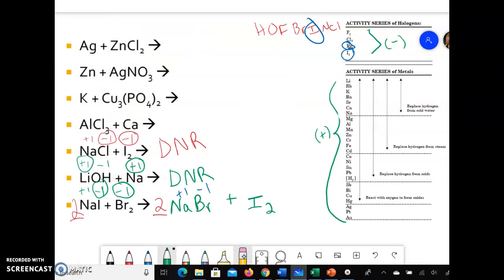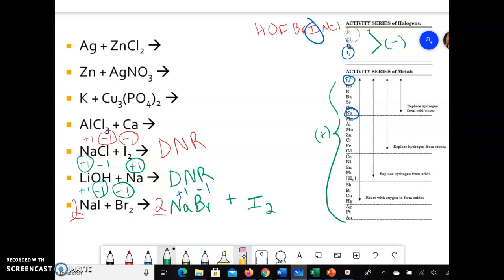So in that first one, notice that we were comparing chlorine to iodine. So chlorine is up here, iodine is here. Chlorine is higher on the list than iodine, and that's why the reaction doesn't happen. Chlorine needs to have the partner, but it already has the partner. It's already with sodium.